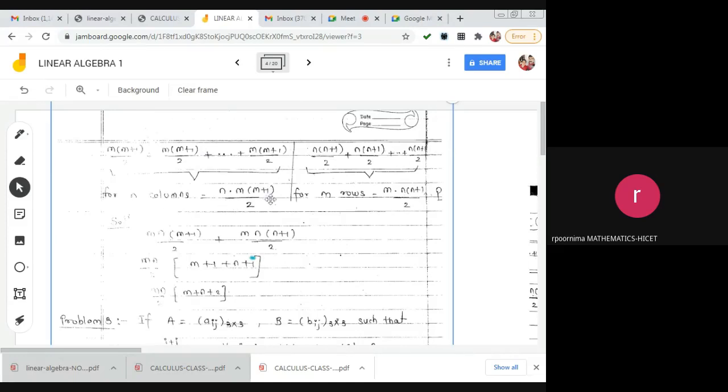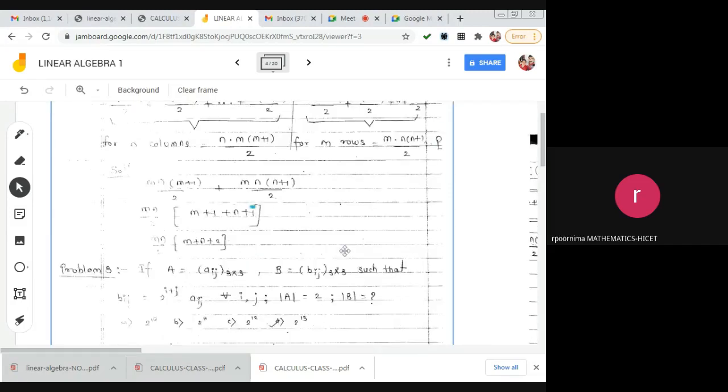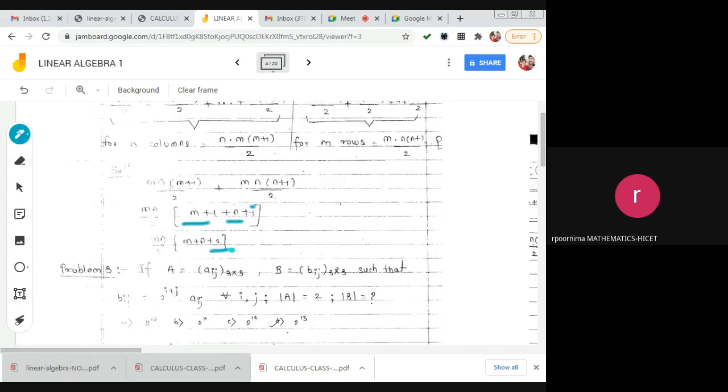So n dot m into m plus 1 by 2. Similarly, for m rows it means m dot n into n plus 1 by 2. You can apply that property, then you can add both. So you will get mn by 2 into m plus 1 plus n plus 1, which is mn by 2 into m plus n. You are combining this m and n, then 1 plus 1 is 2.